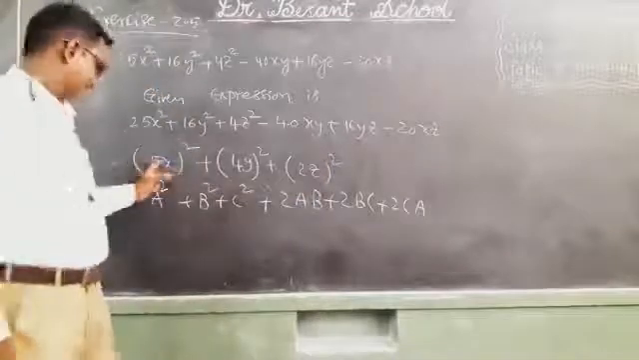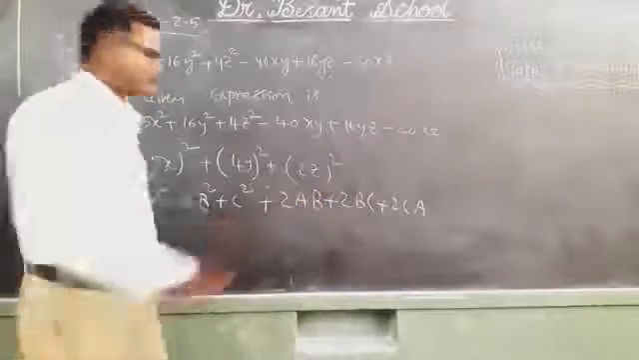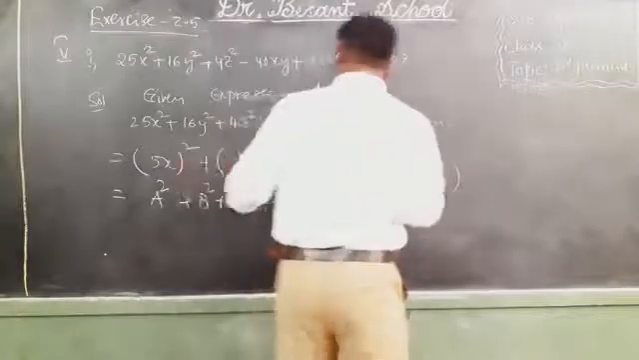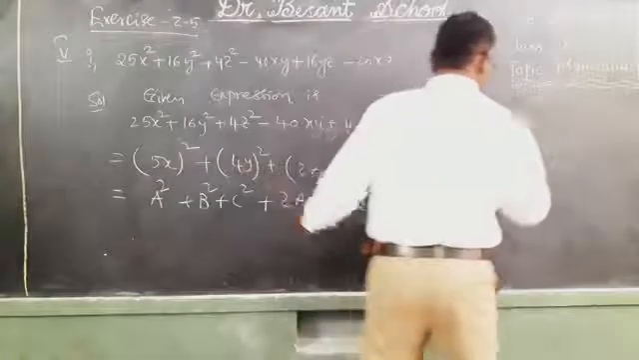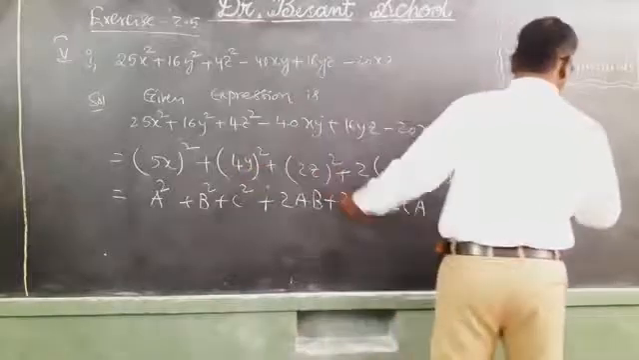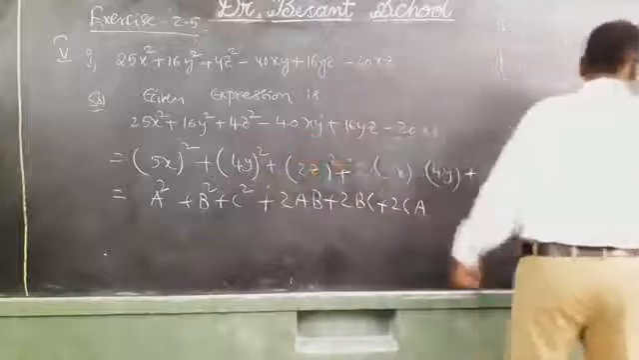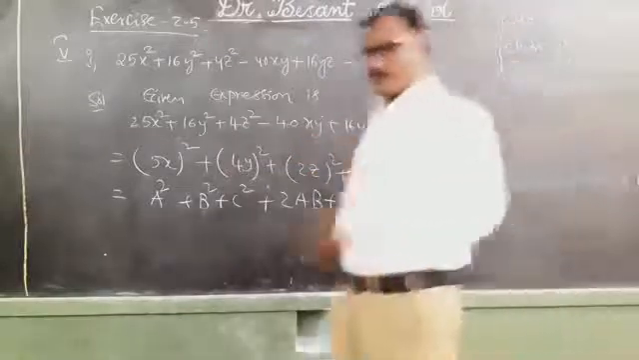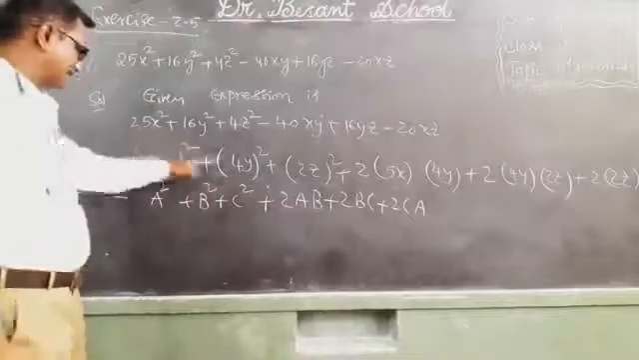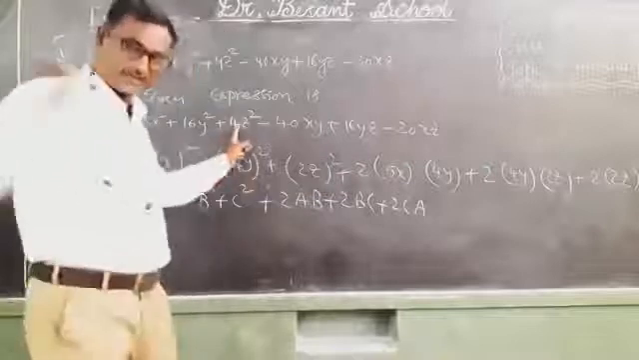Already we have a square plus b square plus c square. Still we need to write the three terms: plus 2 into a, which means 5x, into b, which means 4y, plus 2 into bc, b means 4y, c means 2z, plus 2 into ca, c means 2z and a means 5x. If you observe, 5x whole square is 25x square, it is balanced. 4y whole square is 16y square, also balanced. 2z whole square is 4z square, also balanced.